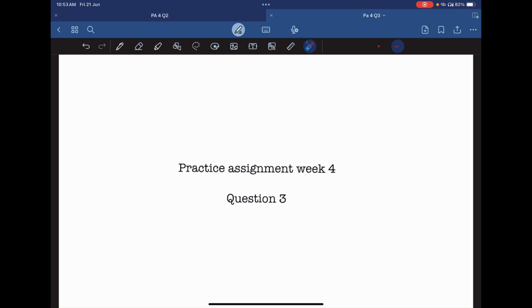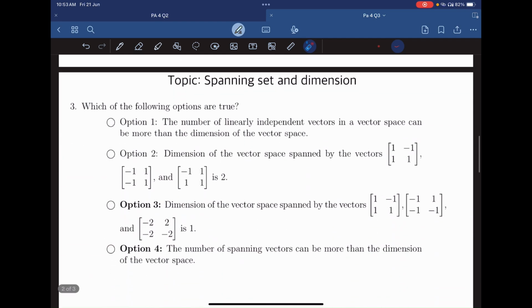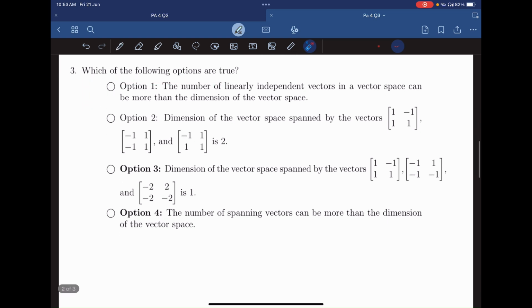Hello everyone. So let's now solve question number 3. Which of the following options are true? Option 1. The number of linearly independent vectors in a vector space can be more than the dimension of vector space.